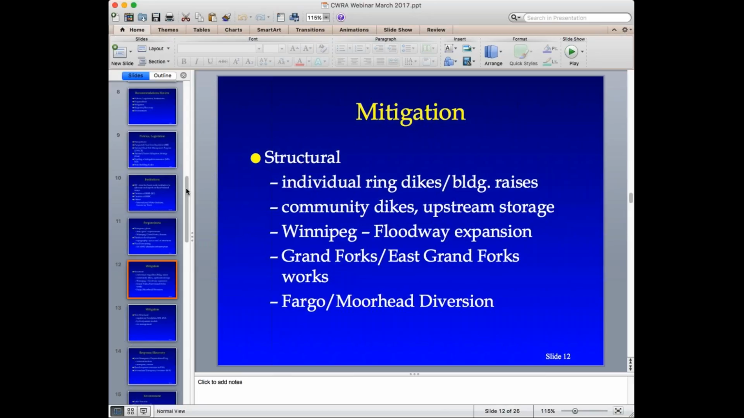Another big project which was recommended but is just getting underway now is a Fargo-Moorhead diversion, which would protect the city of Fargo, which is North Dakota's largest city and again an economic driver in that jurisdiction. And that project is underway but still more in construction, and it's actually being developed as a P3 project.